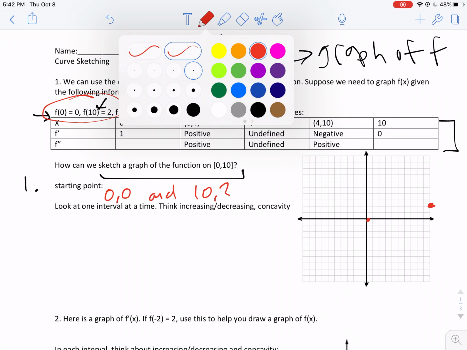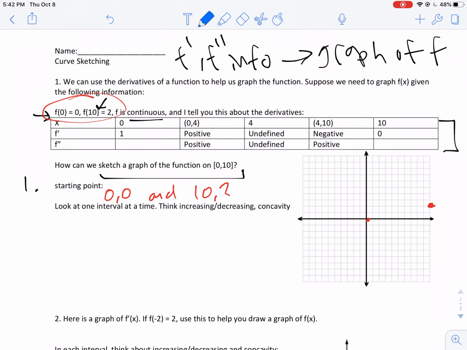Okay. The way you want to approach this is to go through the different intervals of this graph. So we have one interval from 0 to 4. And then we have another interval from 4 to 10. And on each interval, you want to think about whether you're increasing or decreasing and then concave up or concave down. And that's going to help you draw your pictures because you're basically going to build a graph out of 4 pieces.